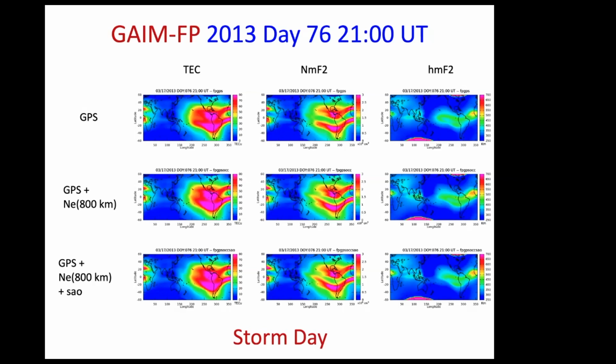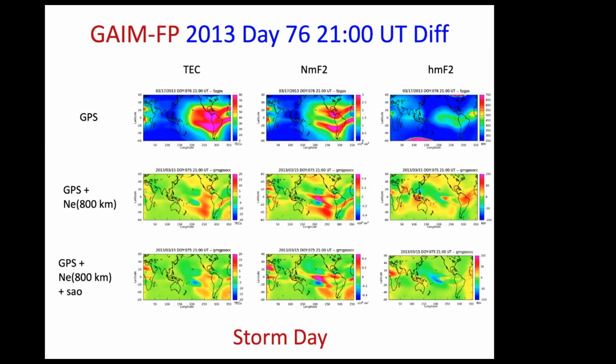The top row corresponds to GPS data only being assimilated. The middle row shows GPS and occultation data assimilation, and the bottom row shows GPS, occultation, and SAO data assimilation. The first column shows vertical TEC. The middle column shows NmF2, the peak electron density, and the right column shows hmF2, the peak height of the F layer. Red corresponds to high values, and blue corresponds to low values. A careful examination indicates that there is a difference, and we will look at that in a little bit more detail.